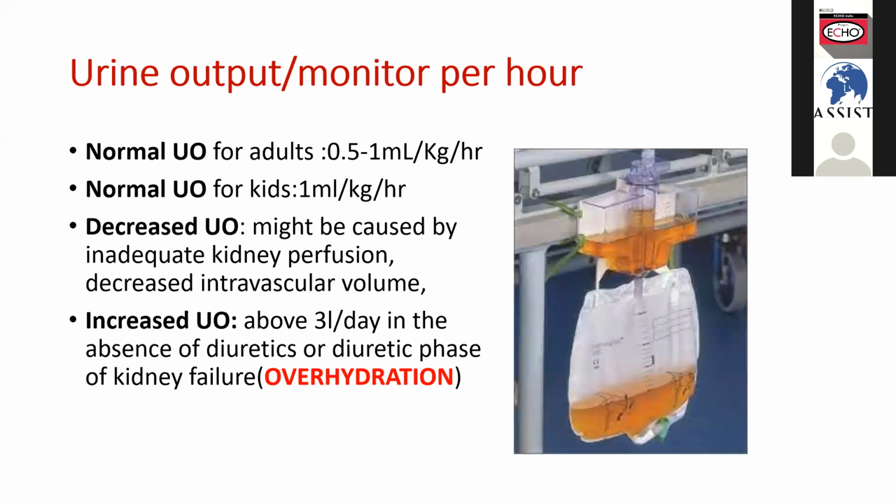We have the normal urine output for adults and for kids. So whenever the urine output is decreased or increased, this is why we always monitor the output and input. Please report this or take action as quickly as you can.